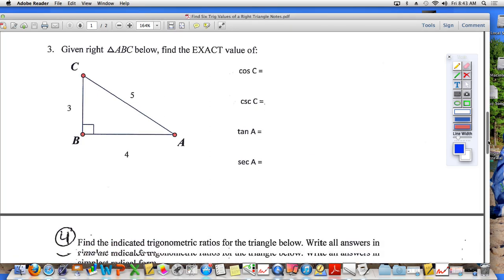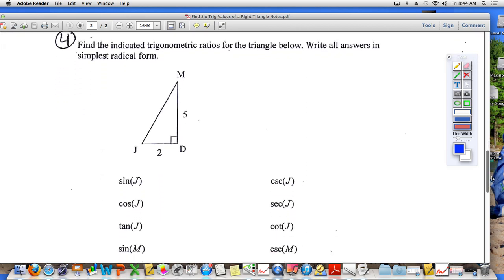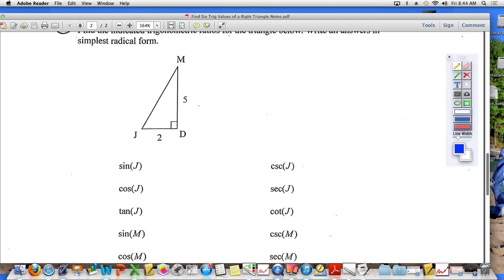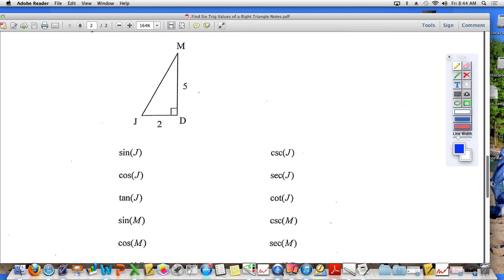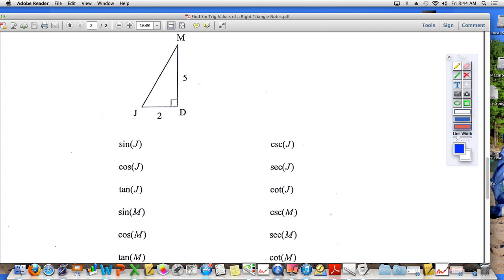All right, number 4. Last one. And in this one, we are switching angles. We're doing J's and so on, but we're going to do the same thing. Am I showing all of it? Is that the last one? Is it tan and cotan? Yes. All right, so here we go.